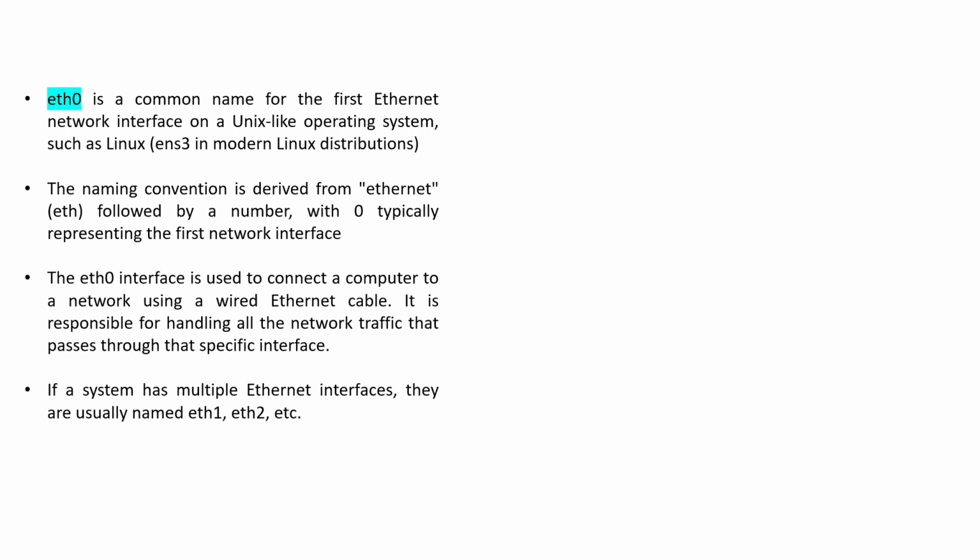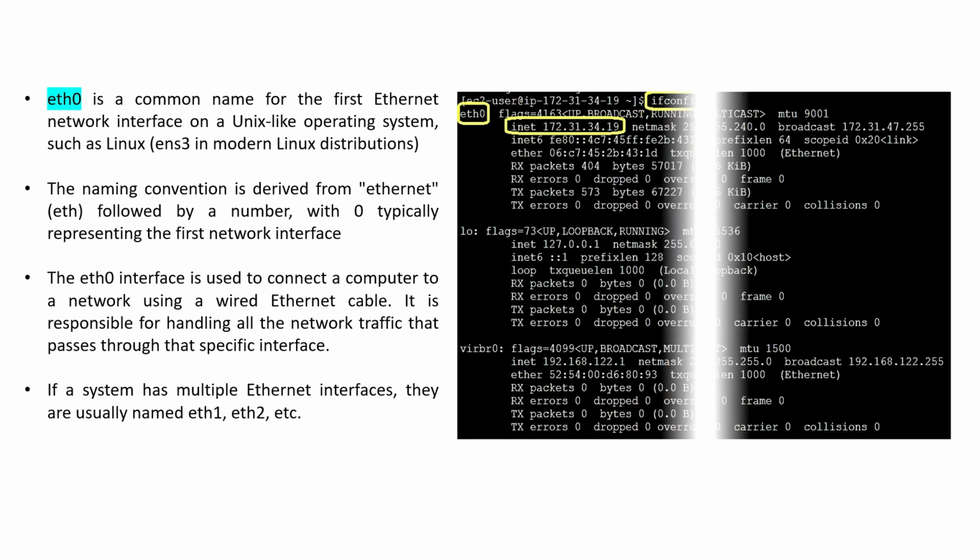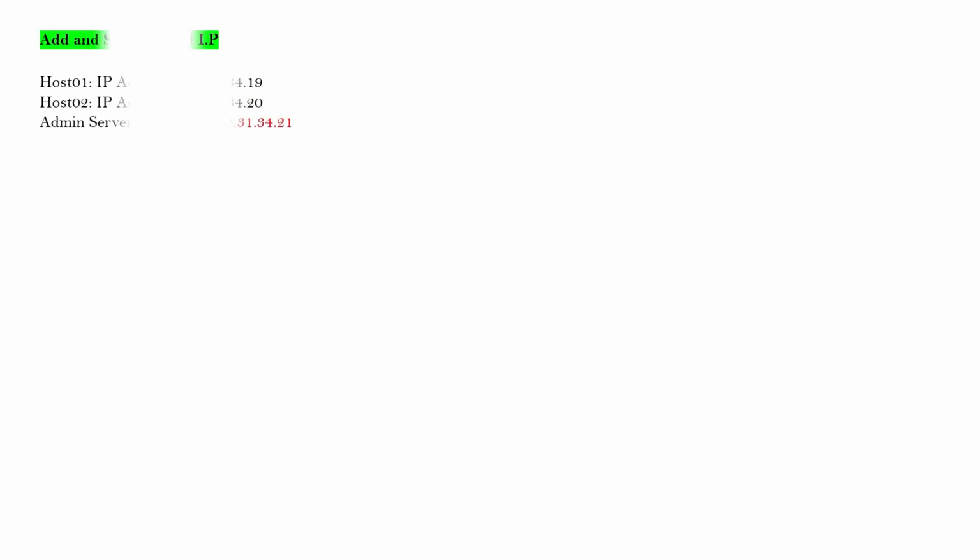It is possible that you will have multiple interface cards in a system. You may want multiple static IPs, so you can have multiple interface cards. The first will start with eth0. The eth0 interface is used to connect a computer to a network using a wired Ethernet cable. It is responsible for handling all traffic that passes through that particular interface. If a system has multiple Ethernet interfaces, then you will have eth0, eth1, eth2, and so on.